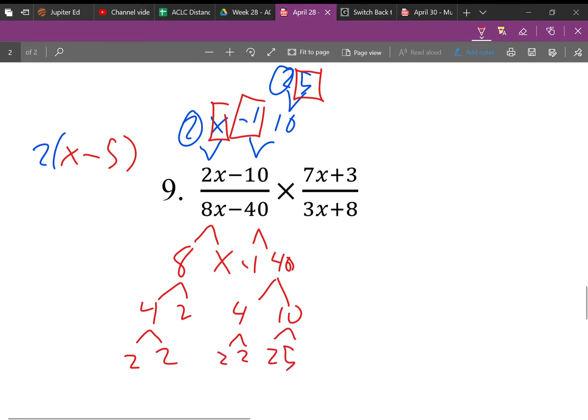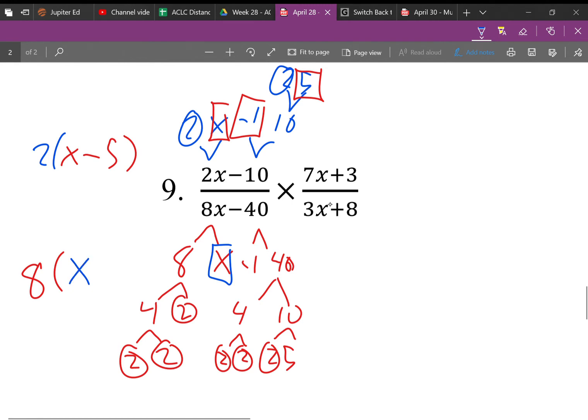Well, 4 is 2 times 2, and 10 is 2 times 5. So what's common here, there's actually a bunch of 2's in common here, right? I have 1 pair, 2 pairs, 3 pairs. So I'm going to have 2 times 2 times 2, which is 8 outside. And then all I see that's left over here is this x from the beginning, and then negative 1 and positive 5 makes negative 5 here.